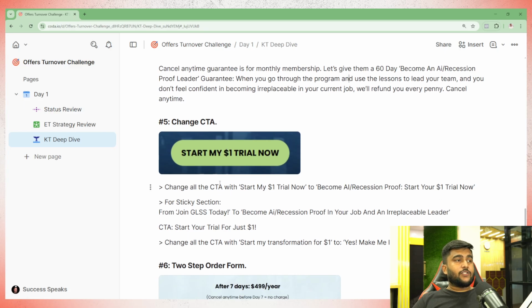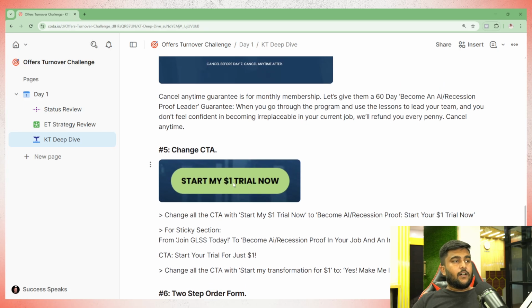The fifth suggestion was to change the CTA. Now CTAs are basically buttons on the landing page, and it is very crucial what we write on that button, because that is what people click on in order to go to the checkout section of the landing page, right? So it has to be enticing, it has to be desirable for the people. For now, what we had mostly was "Start my $1 trial," right? Which is not very attractive. So here's what I suggested. I suggested to change all the CTAs with "Start my $1 trial" to "Become AI or recession proof. Start your $1 trial now," right?